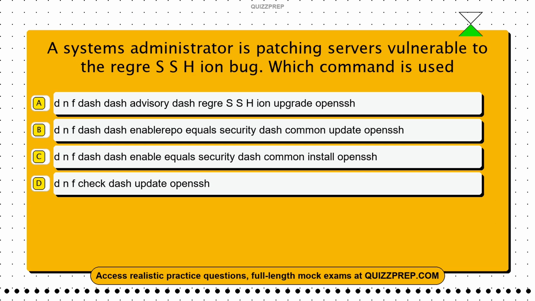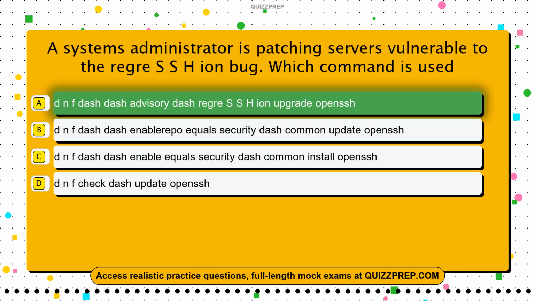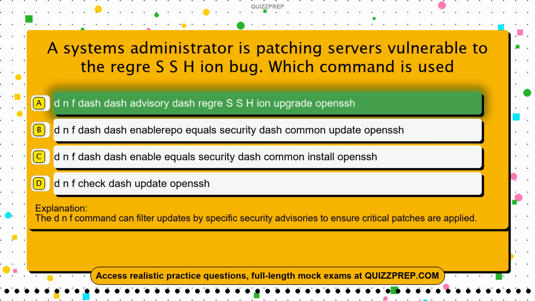Question 114. A systems administrator is patching servers vulnerable to the regreSSHion bug. Which command is used? Option A, dnf --advisory=regreSSHion upgrade openssh. Option B, dnf --enablerepo=security-common update openssh. Option C, dnf --enable=security-common install openssh. Option D, dnf check-update openssh. The correct answer is option A, dnf --advisory=regreSSHion upgrade openssh. The dnf command can filter updates by specific security advisories to ensure critical patches are applied.